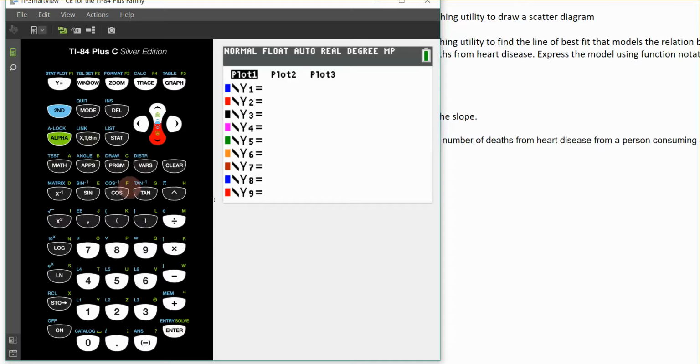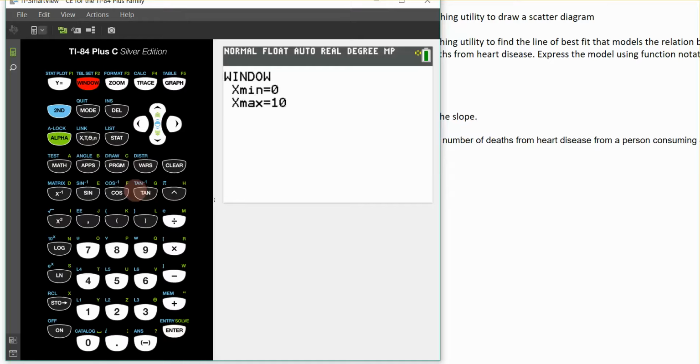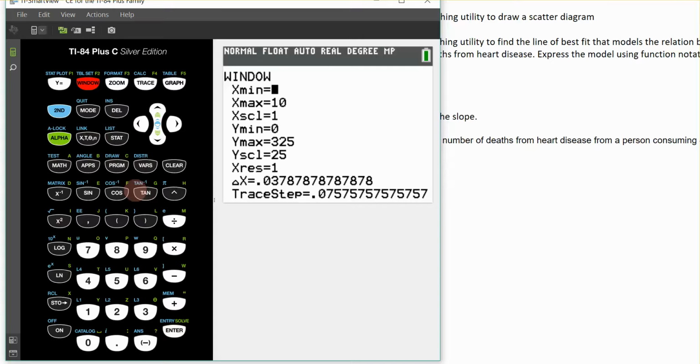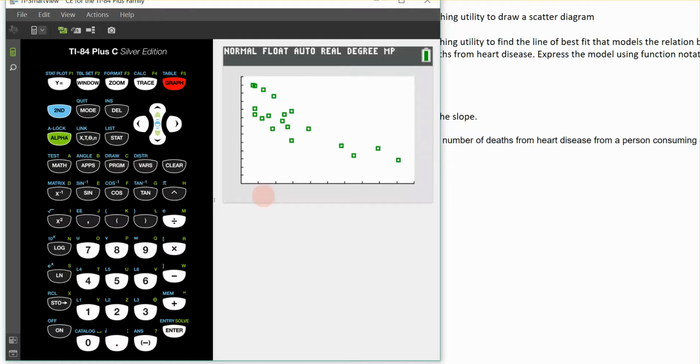When you come back here, we're going to go to Window. Window is how I adjust the size of the window. We said already that I'm going to let the min x be 0, the max x be 10, scaling of 1. The min y is 0, the max is 325, scaling it by 25. Once I set the window up like this, I should be able to see all of those plots. So you can go to Graph, and all of those green squares represent the data points from the list that we just created. So here's my scatter diagram.